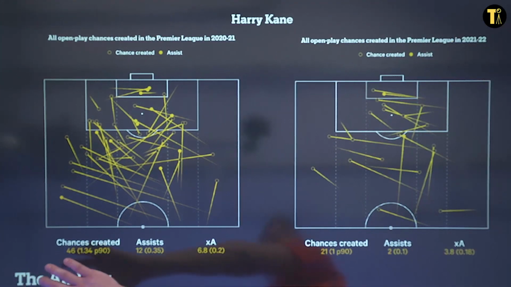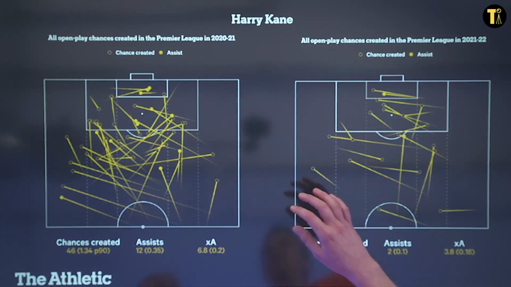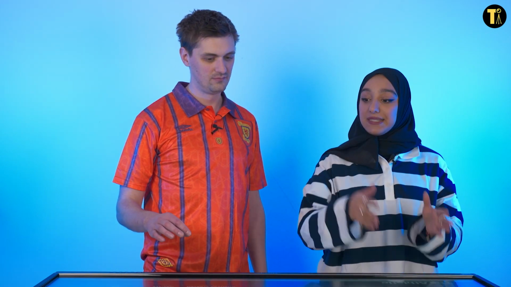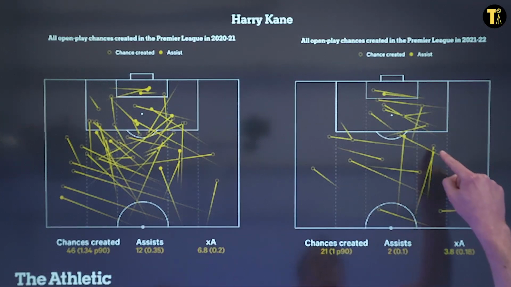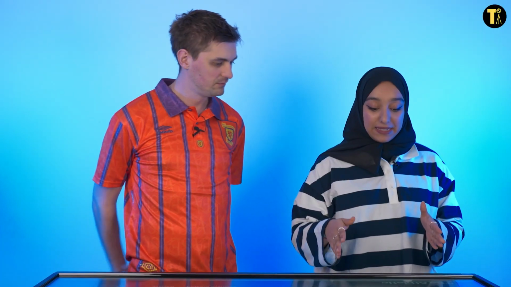So if we look at another graph that we have, here is a graphic called Harry Kane. What does this show us? Basically, this is all of his chances created within the last season and this season. So this shows us that he is creating chances from all over the place, deep, which is not normal for a striker. He's creating more than one chance per 90. That's a very high volume, and that's not something you expect your striker to be doing. It's most likely your creative midfielder, maybe your fullback, but not your striker.